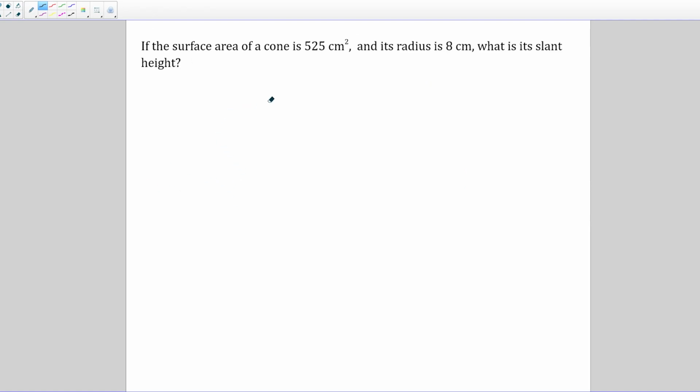Now for this next question, we're going to once again be working backwards. So I'm going to draw a diagram to help us get started. So I've got my cone here and we are given a surface area of 525. So I'm going to go ahead and label that. And then we are given a radius of 8 centimeters. So that 8 centimeters is going to go right there. So r is equal to 8. We are looking then for the slant height. We're looking for this guy along the side. So s is equal to a question mark in this case.